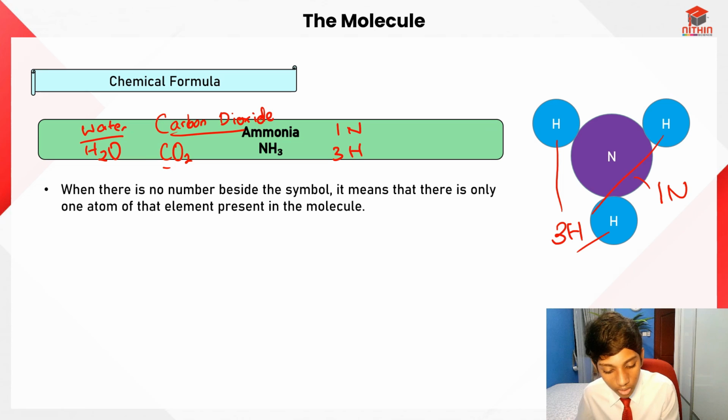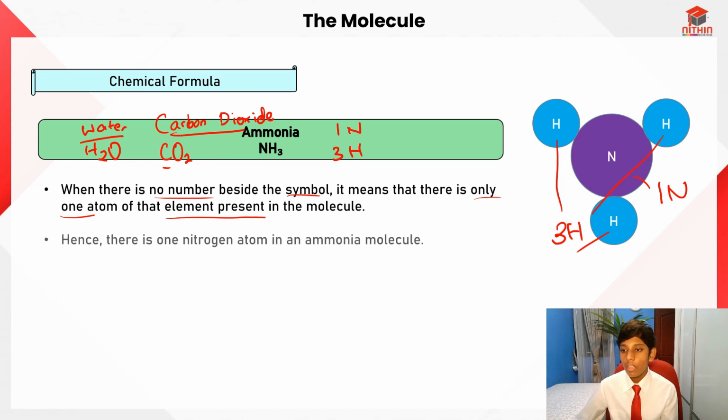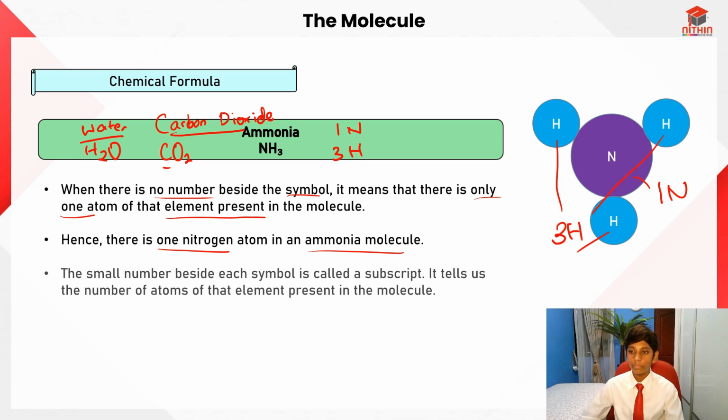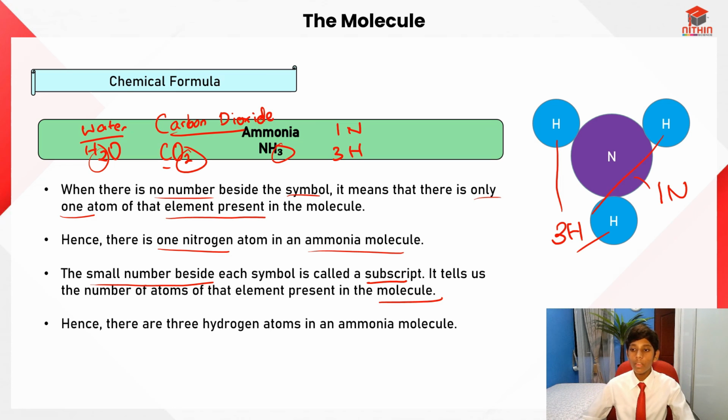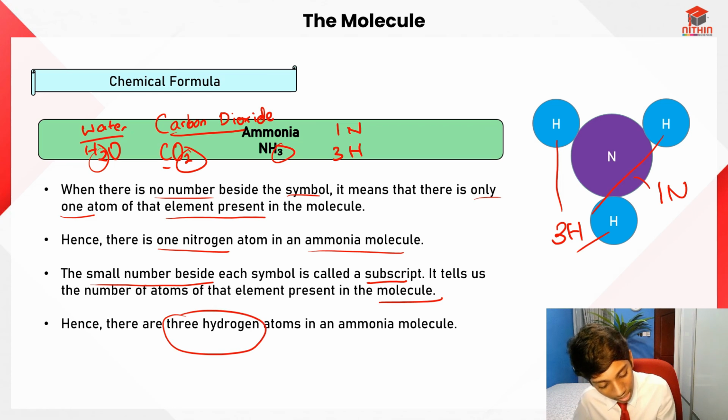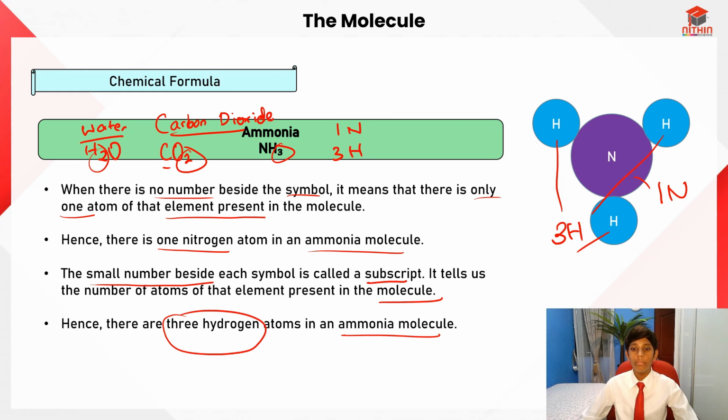So when there is no number beside the symbol, it means that there is only 1 atom of the element present in the molecule. Hence there is 1 nitrogen atom in an ammonia molecule. The small number beside each symbol is called a subscript. So you see this number over here is called subscript. This tells us the number of atoms of the element present in a molecule. Hence there are 3 hydrogen atoms in an ammonia molecule.